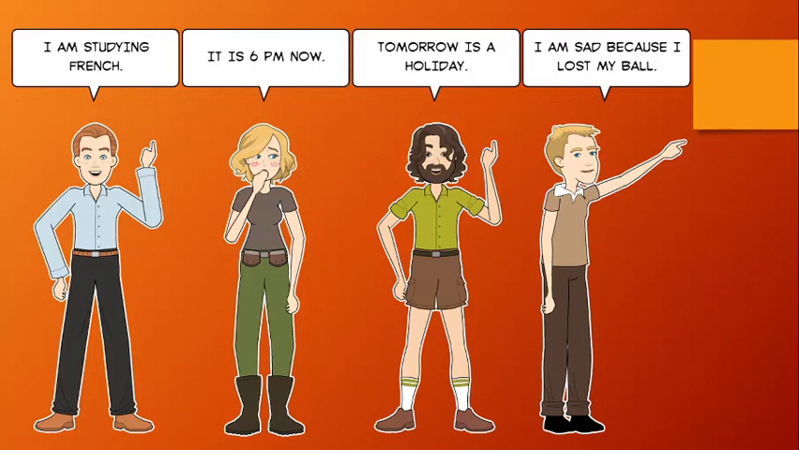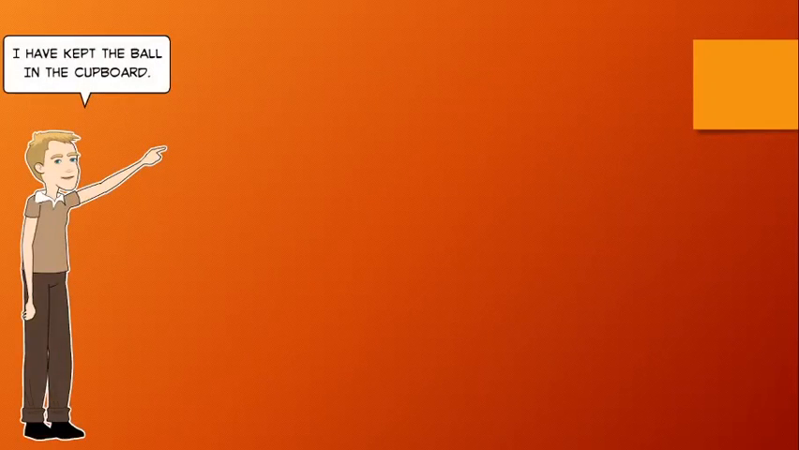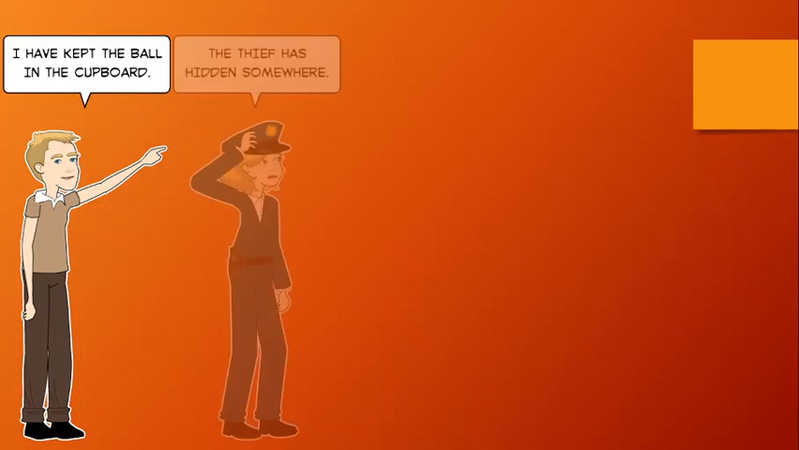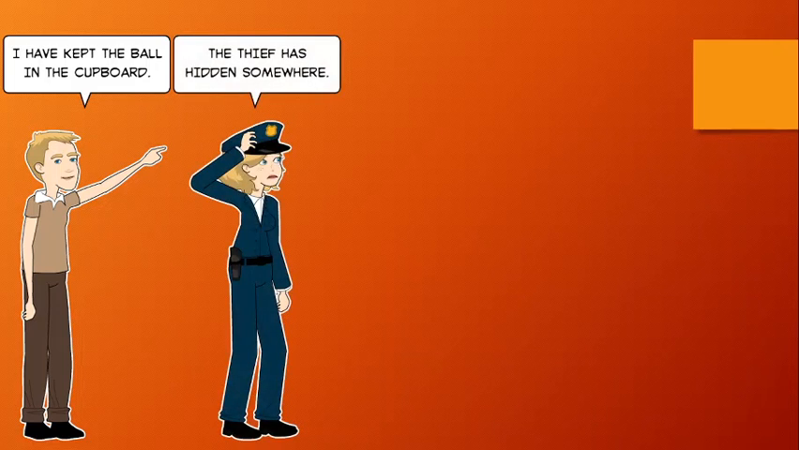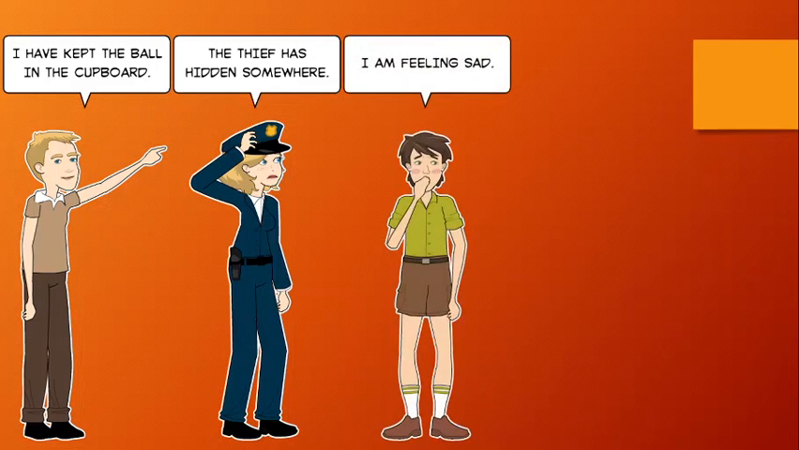Let's have some more. I have kept the ball in the cupboard. So again, continuing, he had kept the ball in the cupboard from where it is lost, but right now he addresses us directly. I have kept the ball in the cupboard. The thief has hidden somewhere. The policewoman is really worried, I may say, because she cannot find the thief. The thief has hidden somewhere. I am feeling sad. Again, this boy is back and he says, I am feeling sad. He tells that directly to us.